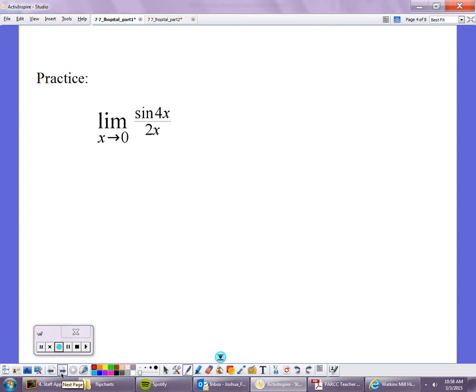All right, why don't you try this one on your own? You want to just pause the video here, try this one, and then I'll come back and go through it. Okay, so the limit as x goes to 0 of sine 4x over 2x.